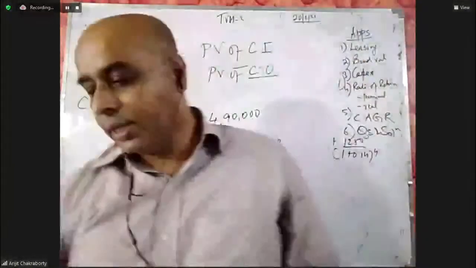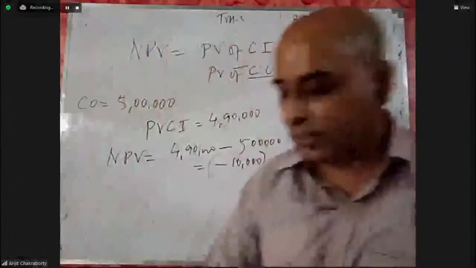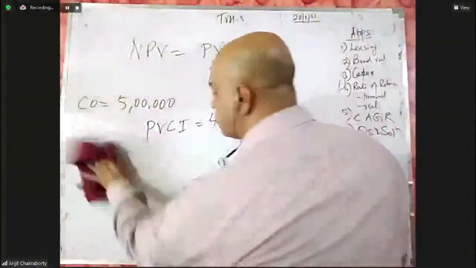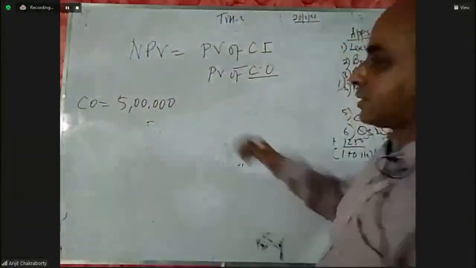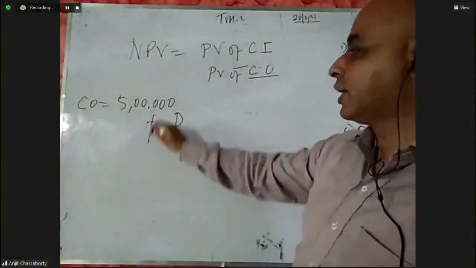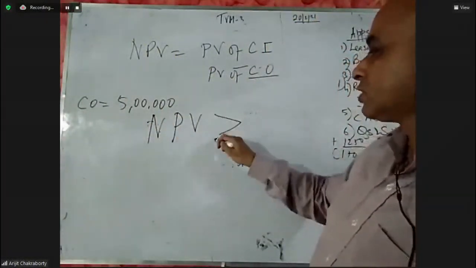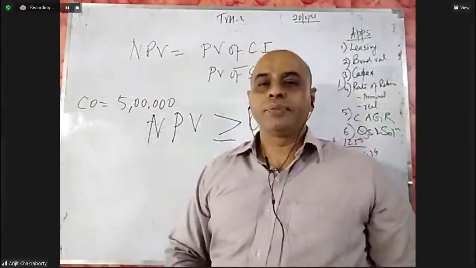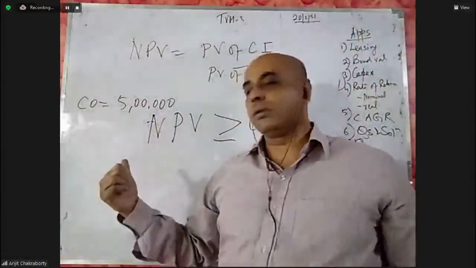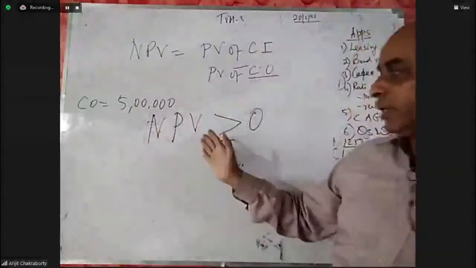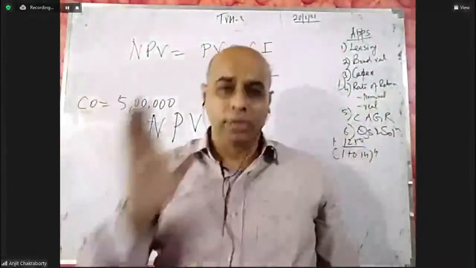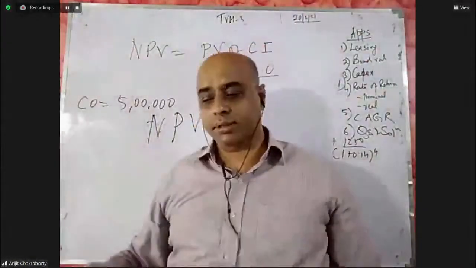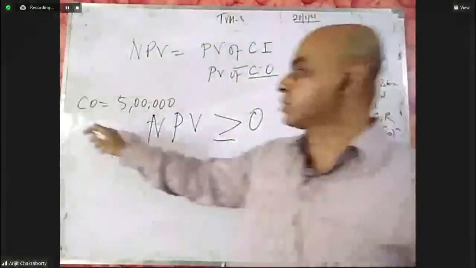So the rule is very simple, that NPV should always be greater than or equal to 0. Otherwise, you should not accept the project. So please note, NPV should always be greater than or equal to 0. It has to be positive. If NPV is equal to 0 or more than 0, then only you accept that business proposal, then only you accept that project, otherwise not. So this is called the decision rule.